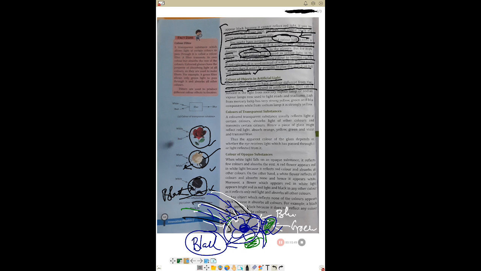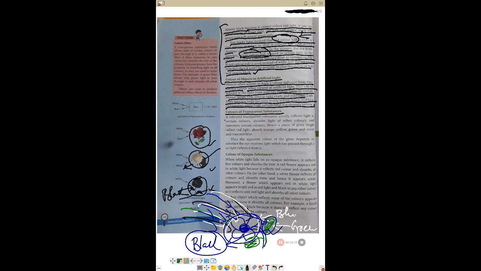Okay, this can be noticed in the light from the mercury vapor lamp or sodium vapor lamp, now used to light roads and stadiums. Light from mercury vapor lamp has very strong yellow, green and blue components, while from the sodium lamp it is strongly yellow. Okay, so the source of light also changes the color of an object. Understand?